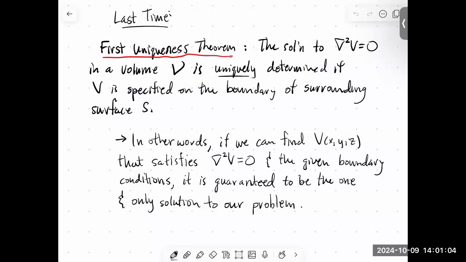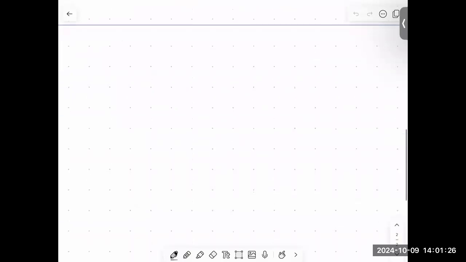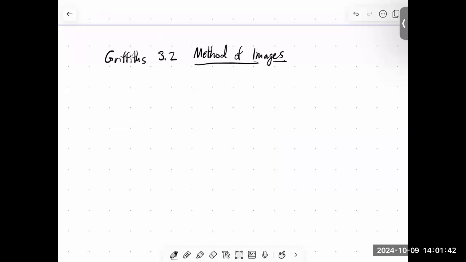Our goal is to come up with a couple of methods for finding potentials that will satisfy Laplace's equation and match the boundary conditions. If we can show those two conditions are satisfied, we know we have a solution. The first technique we're going to use to find these potentials is called the method of images. It's section 3.2 in the textbook.